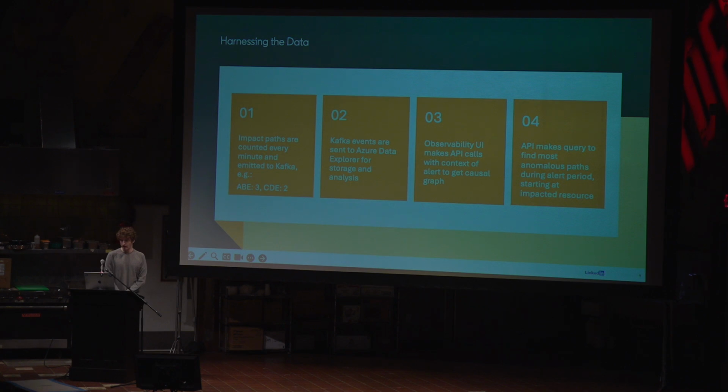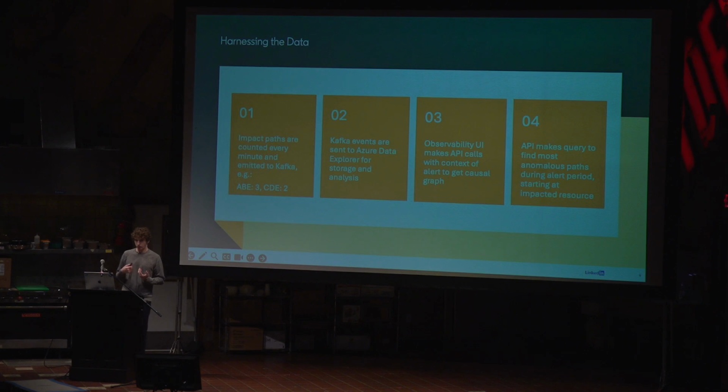Now I'll talk about how we harness and make sense of this data. For the paths that we're counting, like ABE, CDE, et cetera, we take the counts and then produce new Kafka events with the paths, the counts, and the exemplars. We keep around 5 exemplars per path, just to avoid blowing up these events with a ton of trace IDs when an issue happens. We then send these events over to Azure Data Explorer for storage and analysis. For those who haven't used ADX before, it's a data analytics platform that's optimized for logging and telemetry use cases. So we throw all our logs there, our traces there, and also this derived data set that I mentioned.